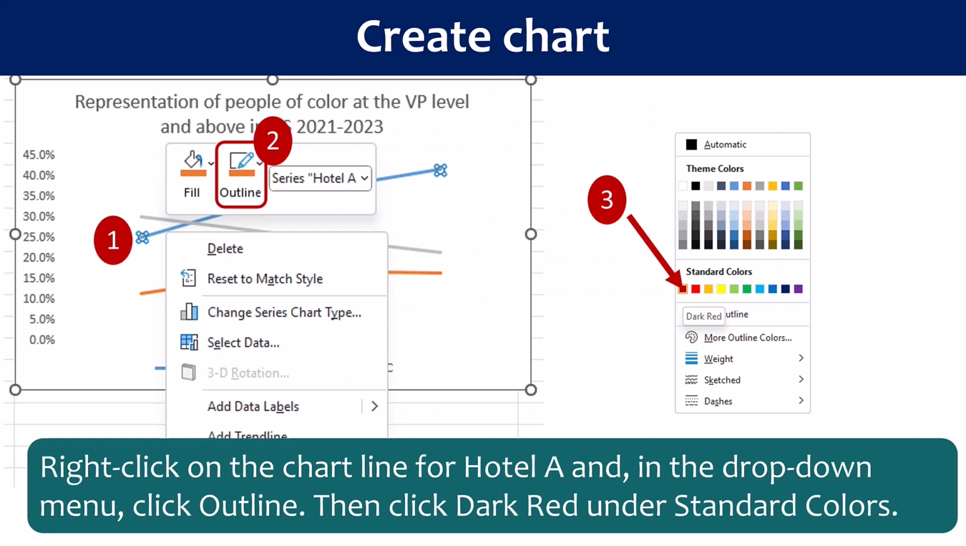Next, we need to change the colors on the chart. To do this, right-click on the chart line for Hotel A and in the drop-down menu, click Outline. Then click Dark Red under Standard Colors.